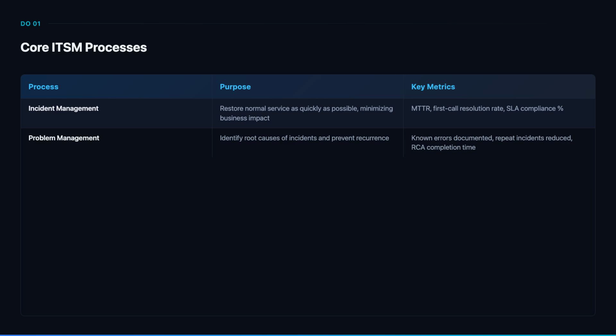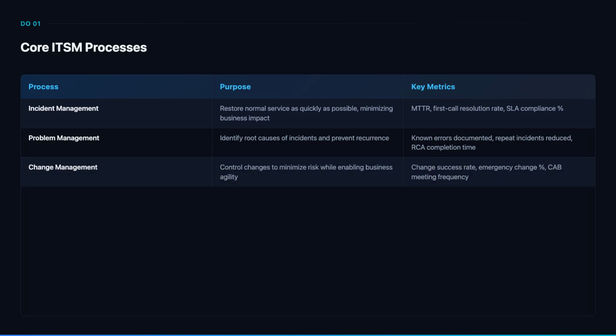It maintains a known error database, conducts root cause analysis for major incidents, and tracks whether identified problems are actually being resolved. Key metrics include the number of known errors documented, reduction in repeat incidents, and time to complete root cause analysis.